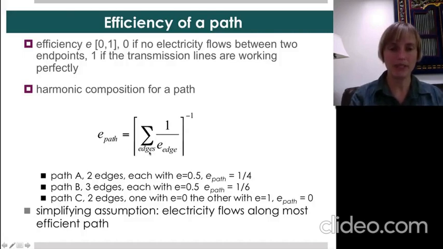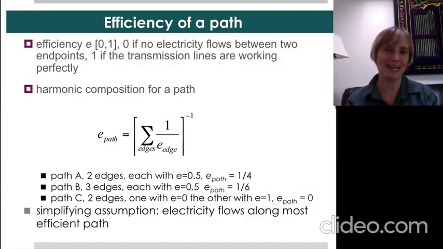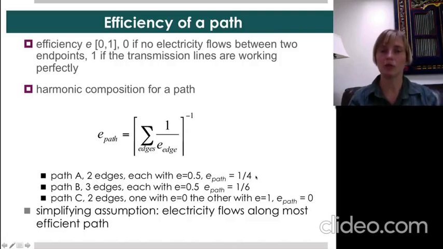So we can compare three different paths. Path A has 2 edges, and each of those edges has efficiency 0.5, which gives the efficiency of the path of 1/4. Path B has 3 edges, each with efficiency 0.5, which gives the efficiency of the path as 1/8. And then path C has 2 edges, one with efficiency 0 and the other with efficiency 1. And the efficiency of the whole path is 0, because if part of the path lets no electricity through, then that path lets no electricity through. And it's nice that instead of averaging these efficiencies, we have that the shorter path is more efficient.